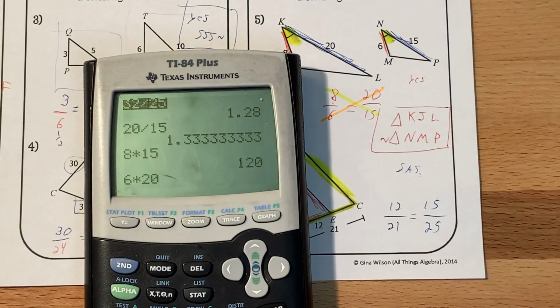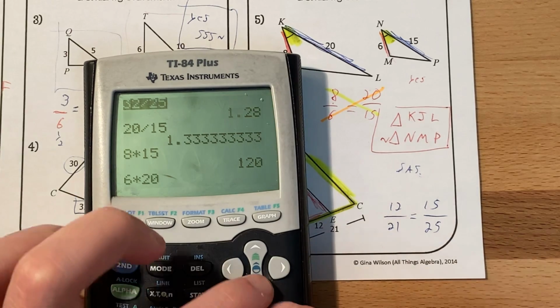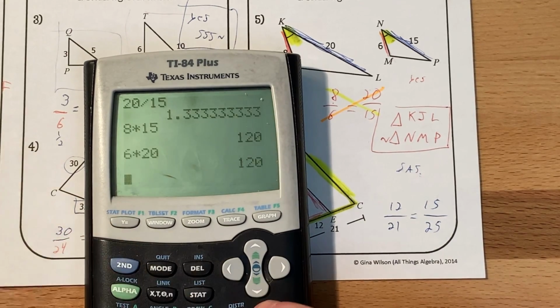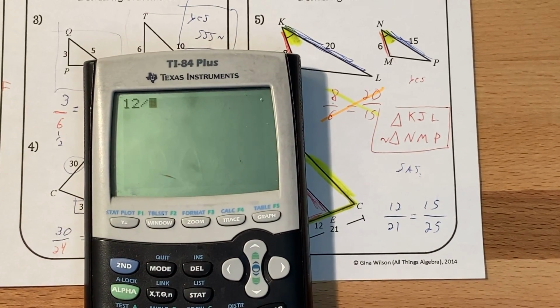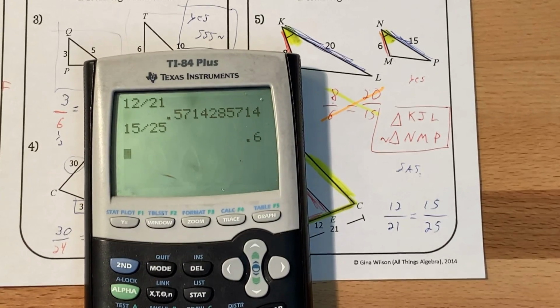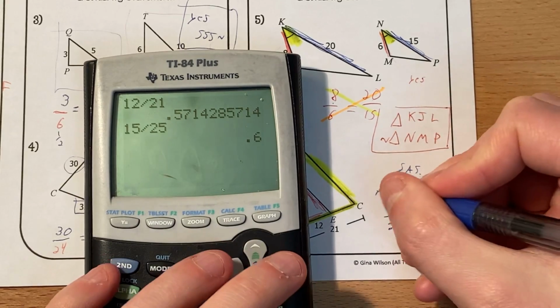Once again, I recommend pausing and seeing if you can do it. Because it's one thing to watch, it's another to do. It looks like the answer is no. These are not in proportion, so they're not similar.